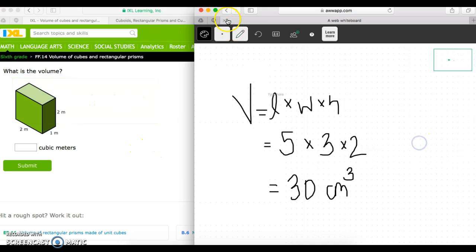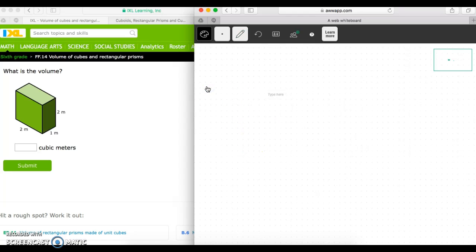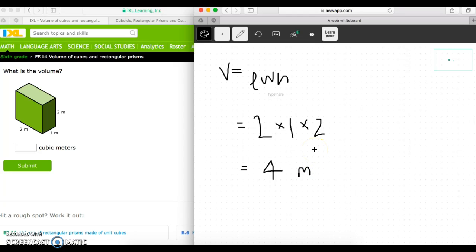All right, if you want to challenge yourself, you could pause the video here and try to solve it, and then restart the video after you finish solving and check it against what I've done. So volume is length times width times height. My handwriting is getting messier every second. All right, 2 times 1 times 1 times 2. 2 times 1 is 2, and 2 times 2 is 4 meters cubed.